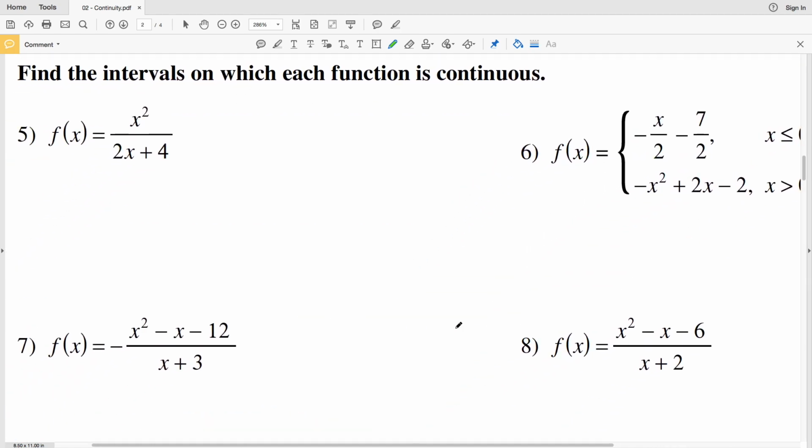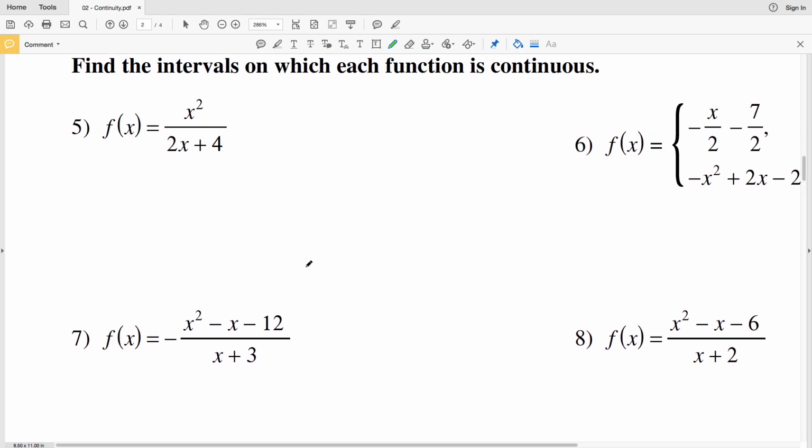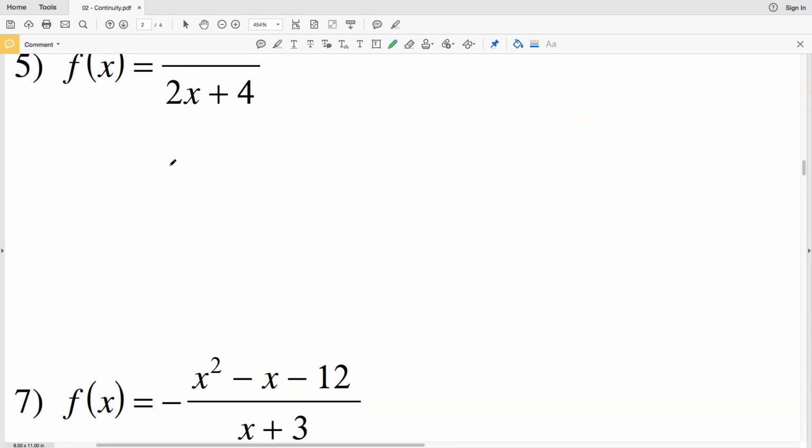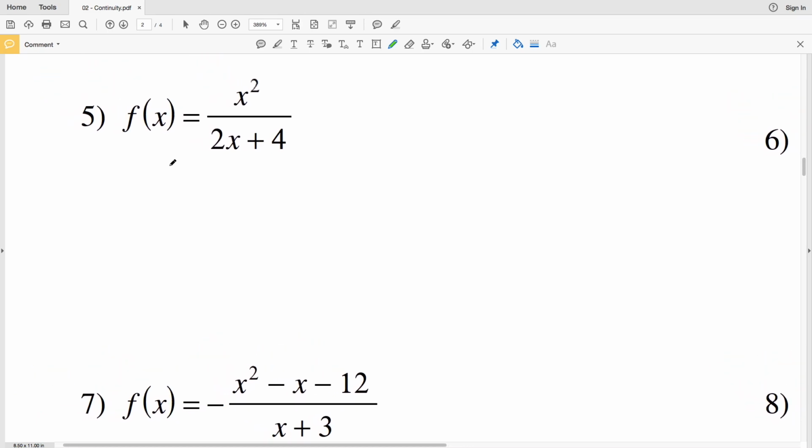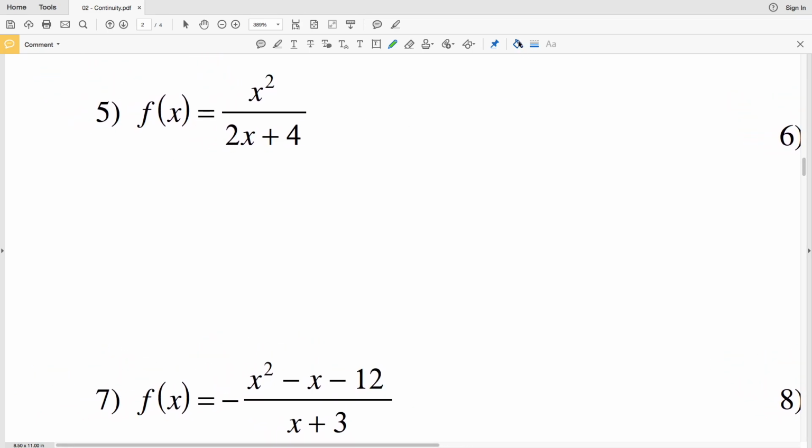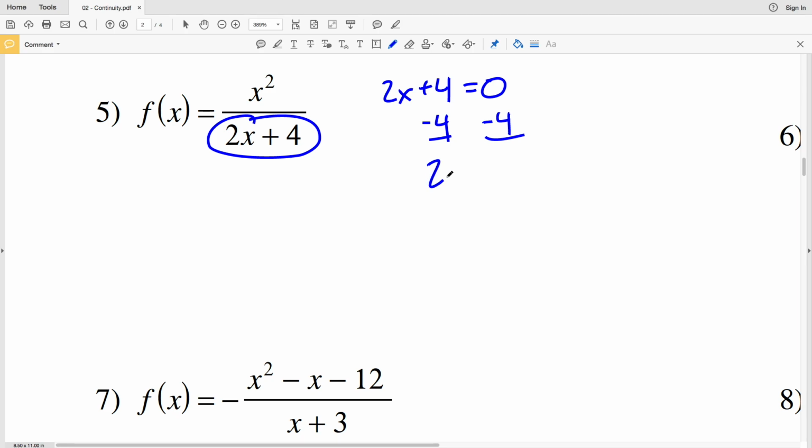For numbers 5 through 8, we're finding the intervals on which each function is continuous, but in this section we're not going to be graphing. But we know how to find those points of discontinuity. Let's look at 5. 5 is not continuous when that denominator equals 0. So when 2x plus 4 equals 0, we have a point of discontinuity. So if I subtract 4 from both sides, I'll have that 2x equals negative 4, and then dividing both sides by 2, I'll get x equal to negative 2. So when x is equal to negative 2, I have a point of discontinuity.